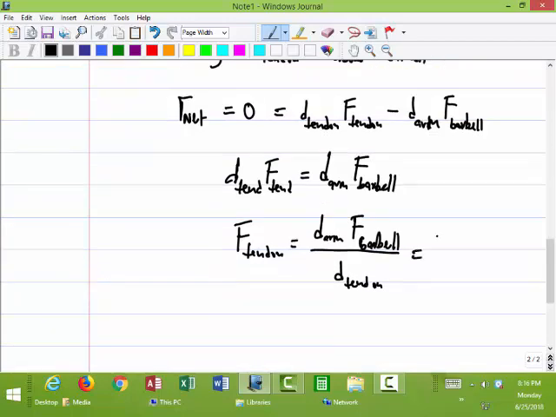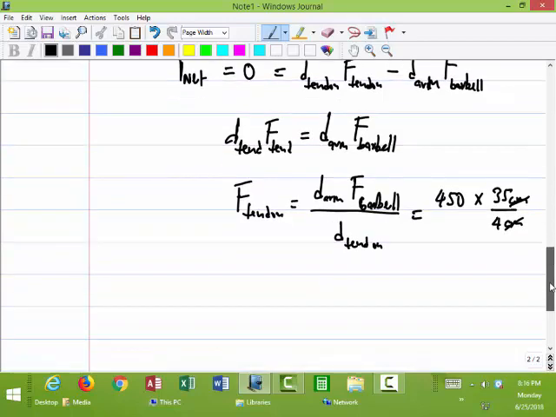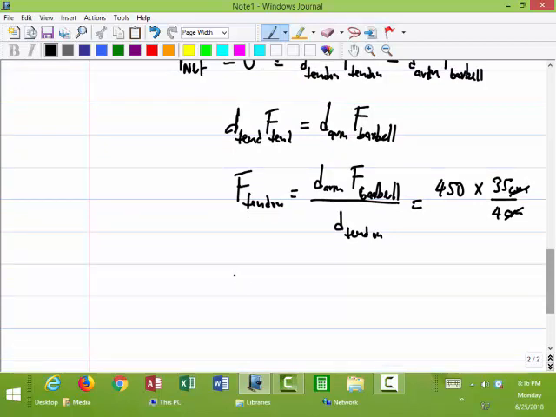So we can write that as 450 times 35 centimeters divided by 4 centimeters. In this case, there is no need to change the distances to meters because the centimeters cancel out. So the force from the tendon is just equal to 3,900 newtons from the calculation. So that's all we need.